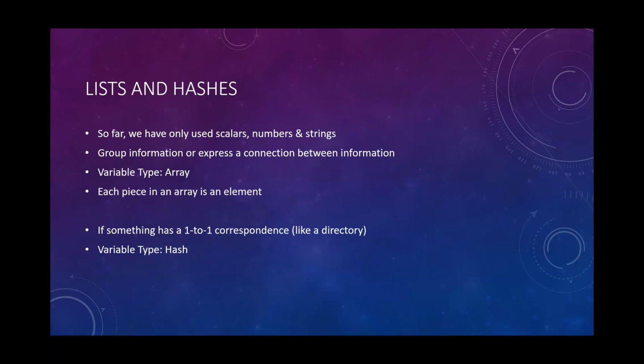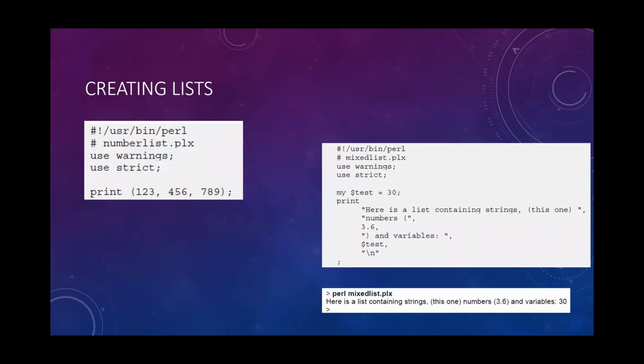If something has a one-to-one correspondence, such as a directory or a phone number, that is where we get into hashes. So hashes are going to be grouped together. We're going to get a little bit more into the similarities and differences in a few slides. Let's start out with lists if we're going to create a list. So the first one on the left is a simple list. We're just saying print 1, 2, 3, 4, 5, 6, 7, 8, 9. So it is creating a list of those values, and we're just printing it.